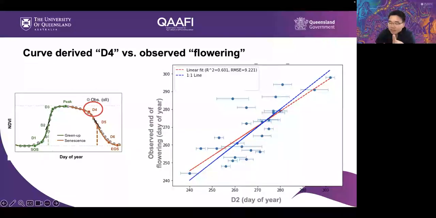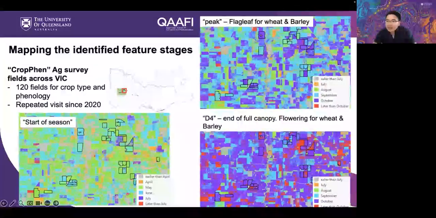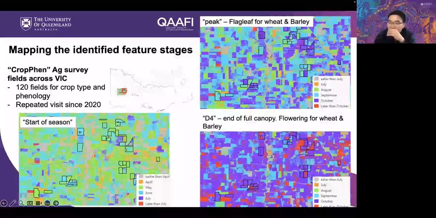And I think it is important to note the flowering stage follows the flag leaf stage, which is also observed in the progression from peak to the D4 phase in the NDVI curve here. And the alignment with the 1-to-1 line suggests that the detected D4 feature closely matches the observed flowering times, which potentially means this NDVI analysis can be a valuable tool for identifying the key phenological stages in cereal crops. And now we move on to the mapping of these stages.